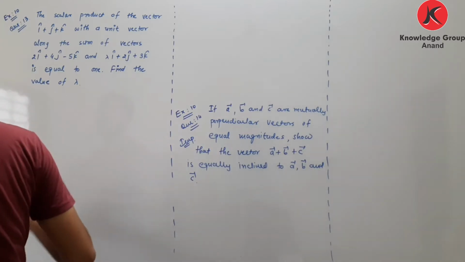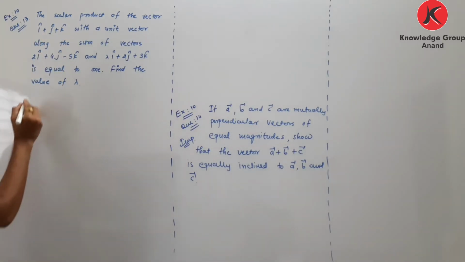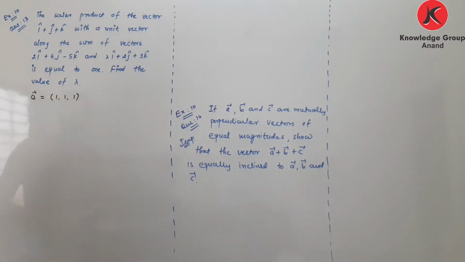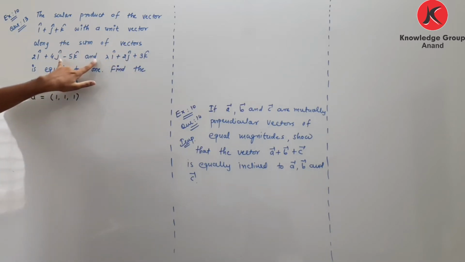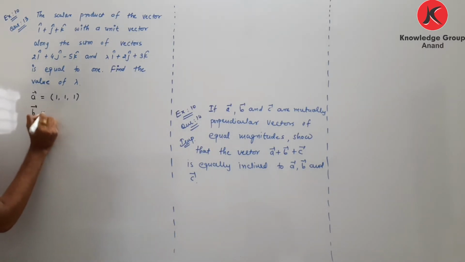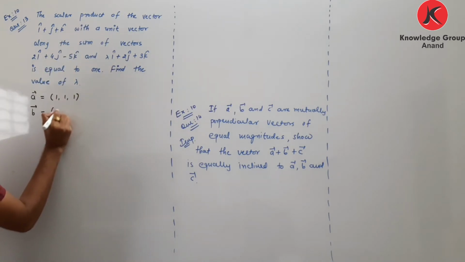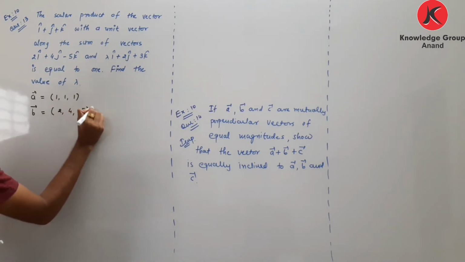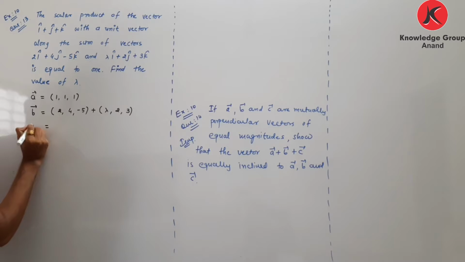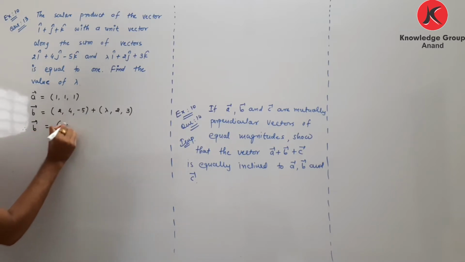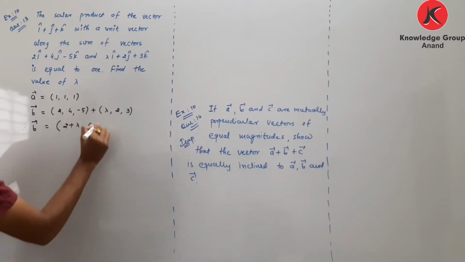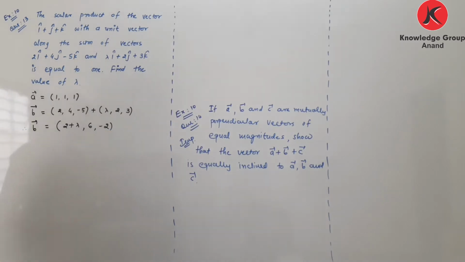Suppose this is our vector A, given here as 1, 1, 1. And the sum of vectors is our vector B. Vector B is the sum of these two vectors, that means 2, 4, minus 5 plus lambda, 2, 3. Therefore, I will get vector B equals 2 plus lambda, 4 plus 2 which is 6, and minus 5 plus 3 which is minus 2. This is our vector B.